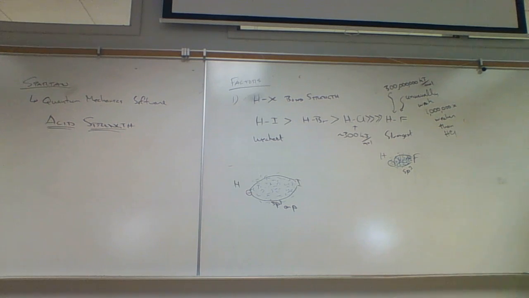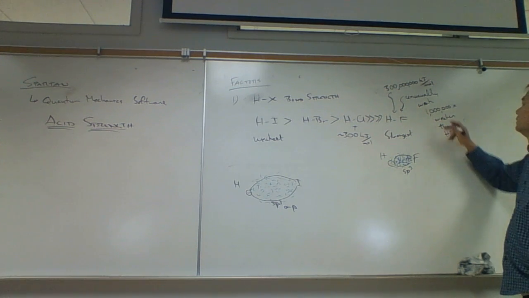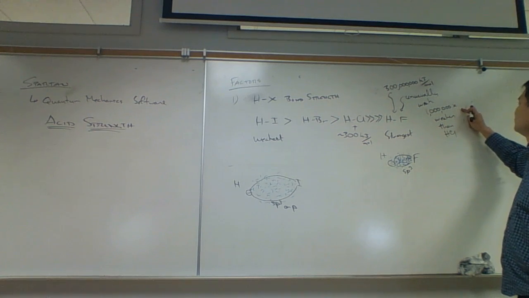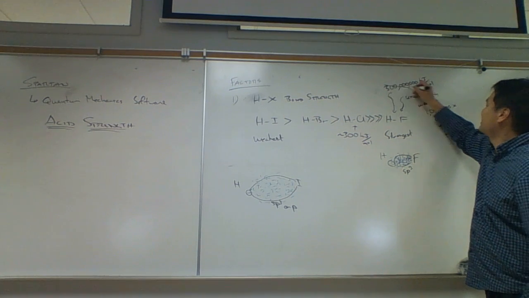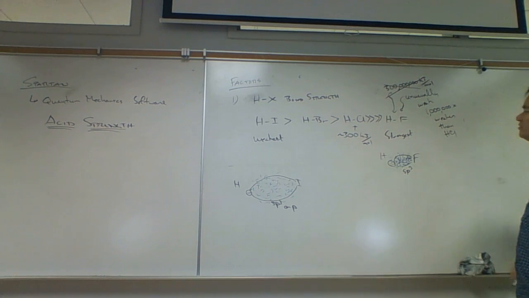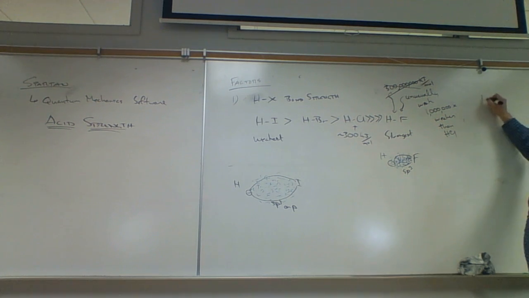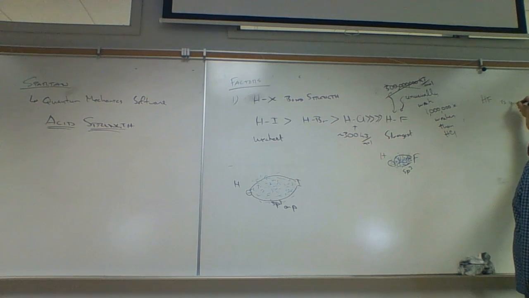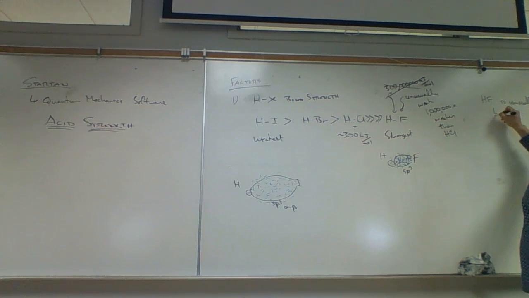And so HF is outside the trend here. And so why is HF outside the trend? It doesn't have to do with the bond energy. It's unusually weak, a million times weaker than HCl. This cannot be the bond energy. HF is unusually weak because of ion pairing.